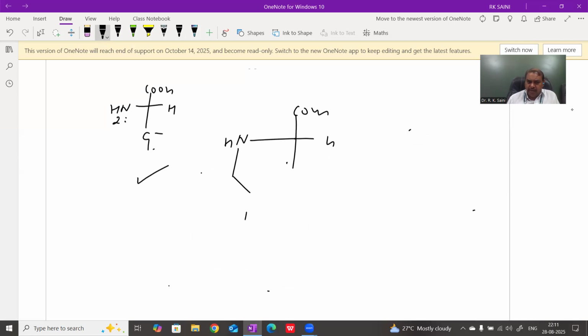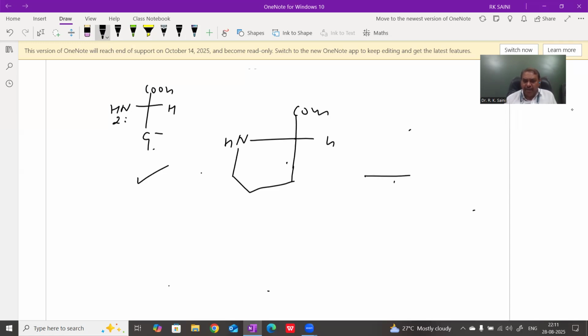It is a heterocyclic amino acid containing a ring. It is proline. Proline amino acid is denoted by the single letter code P. Proline. Histidine. Another amino acid is histidine.